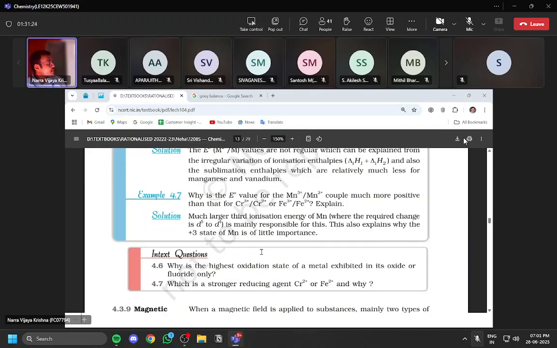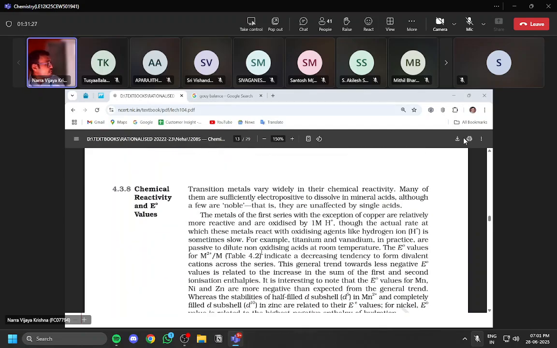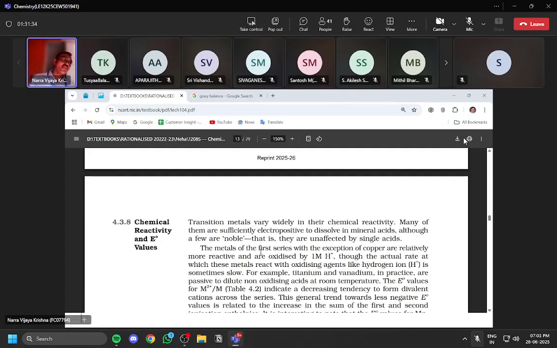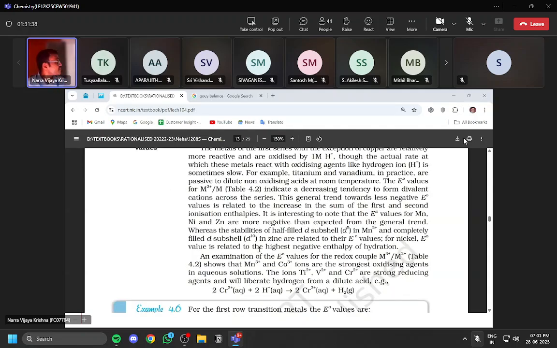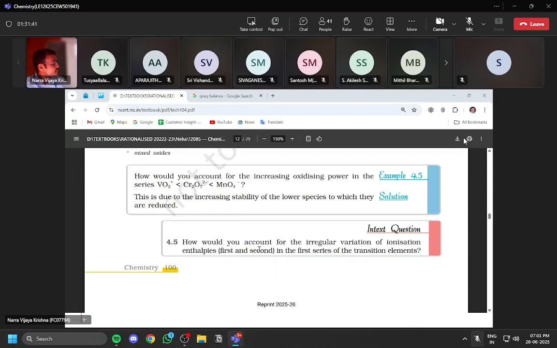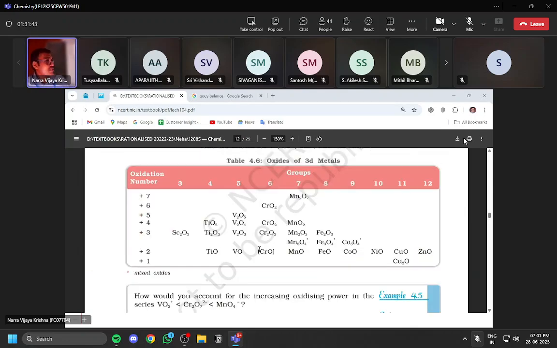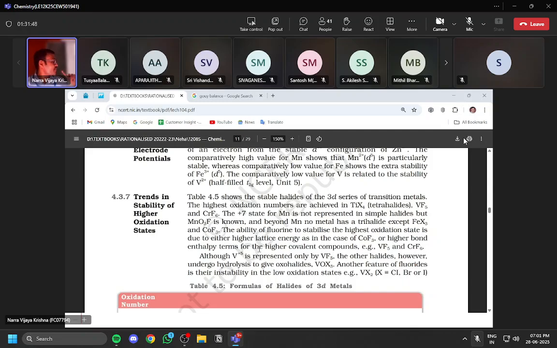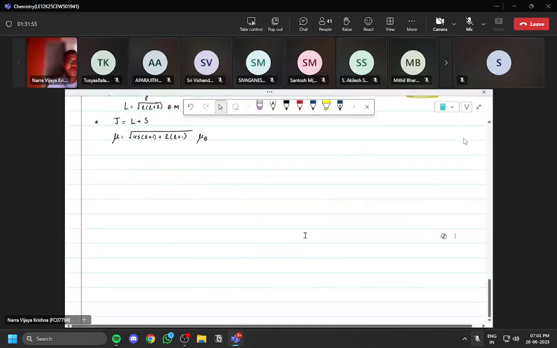Now, we need to study chemical reactivity and E0 values. Already we have studied that: strong oxidizing agents, weak oxidizing, strong reducing agents. Those points we have already studied. We need to see oxides and fluorides, and trends in stability of higher oxidation states. First, we are studying oxides.